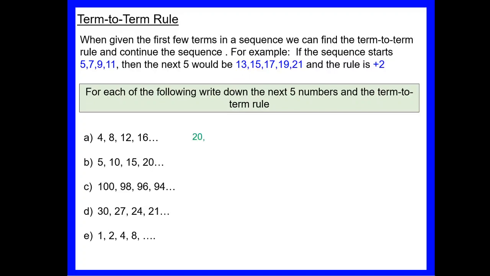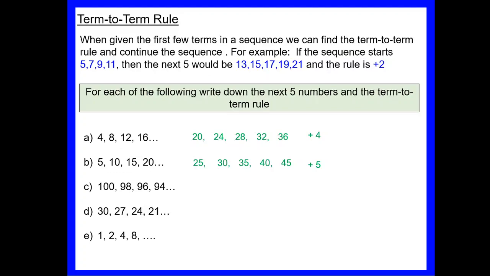Okay, so for our first one then, we've got 20, 24, 28, 32 and 36. And the rule for those, we added 4 each time. So you can write it as plus 4 or you can use the word add or the word plus, whatever you like. For the next one then, it continues with 25, 30, 35, 40 and 45, and we are adding 5 each time.